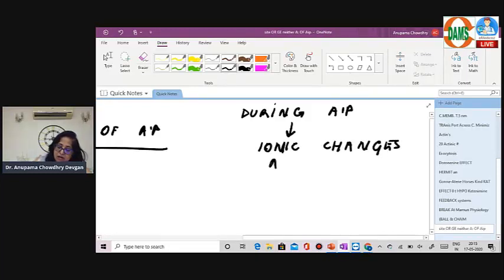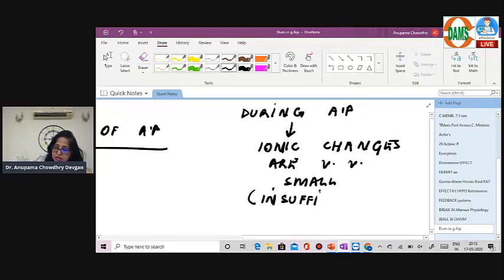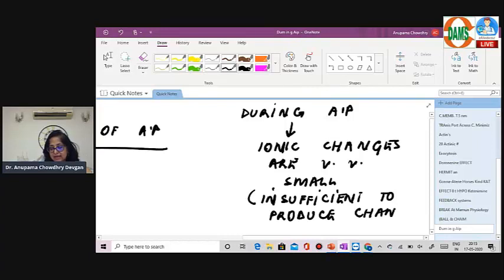Ionic changes are very small. That is insufficient to produce any change. These are insufficient to produce a change in concentration. I've already discussed that with you, right? Insufficient to produce a change in concentration.